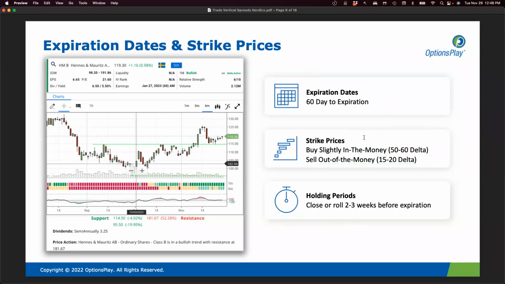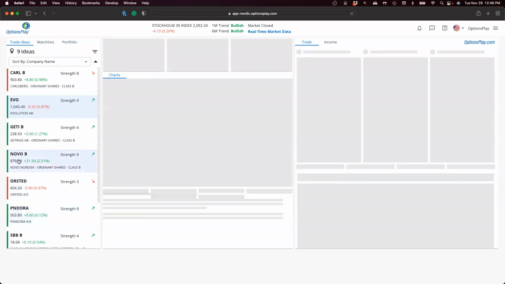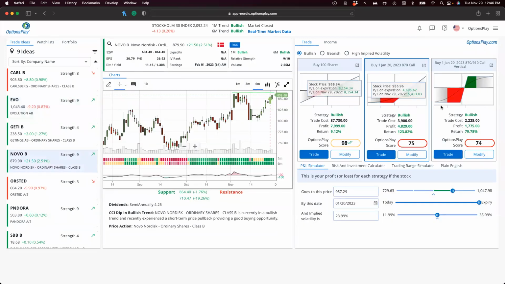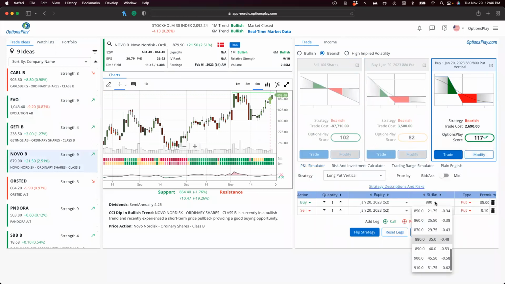Now, before I move on, I just want to show you the options play platform, because the options play platform does all of this work for you. Now, you don't have to actually do the work manually. You can click on any symbol, and this is for any symbol for the Nordic markets. You can click on any symbol, and our platform will actually construct for you the vertical spread based on whether you're bullish on that specific stock, you're bearish on the specific stock. It actually does all of the work for you in terms of selecting, for example, the in the money option.